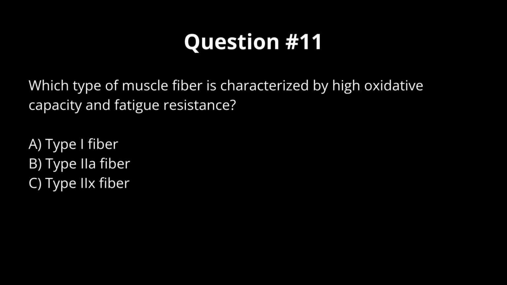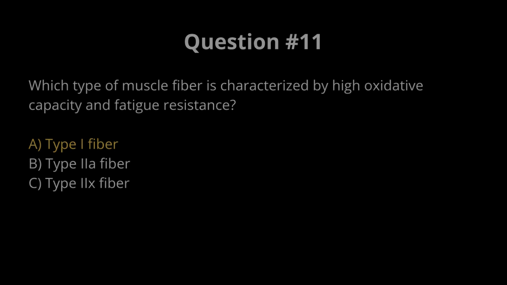Question number 11. Which type of muscle fiber is characterized by high oxidative capacity and fatigue resistance? A. Type 1 fiber, B. Type 2A fiber, C. Type 2X fiber. The correct answer is A. Type 1 fibers are rich in mitochondria and capillaries, allowing them to resist fatigue and support endurance activity.